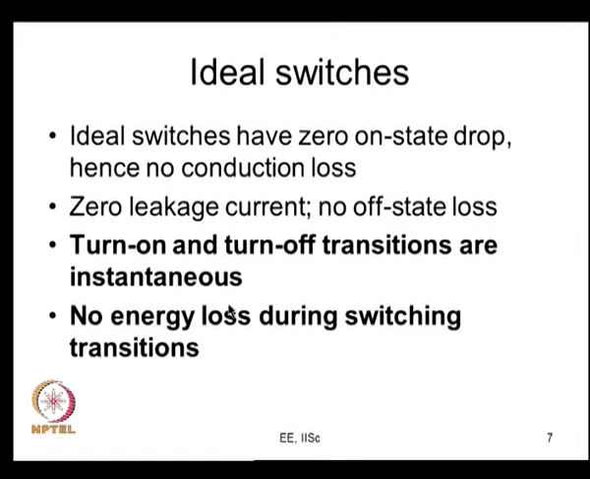Now, as we saw earlier, ideal switches have 0 on state drop, and however much current may be flowing through it, the voltage across it is 0, and therefore, the product of voltage and current is 0, and there is no power dissipation. Therefore, there is no conduction loss in an ideal switch. Also, when an ideal switch is in the off state, there could be some leakage current, but if the switch is ideal, the leakage current is 0. So, once again the product of voltage and current is 0, because current is 0. So, there is no off state loss.